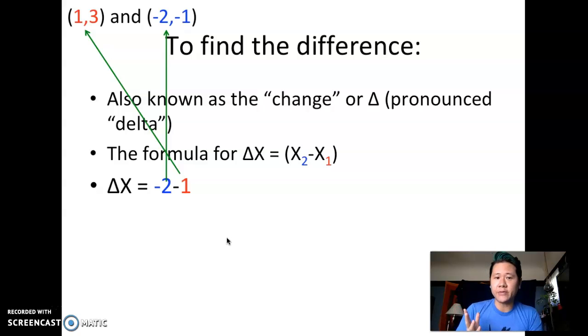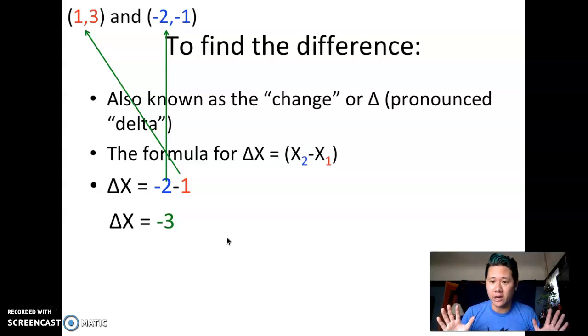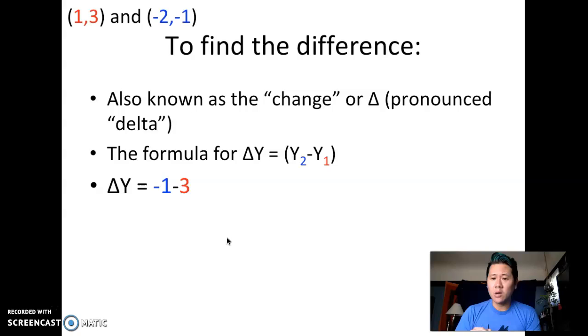So what is -2 minus 1? Well, that's going to give me -3. Boom, done. I found my delta x. That is all I need for now. We're going to do the same thing with y, delta y, because we need to find those coordinate sets. They always come in a set, x, y.